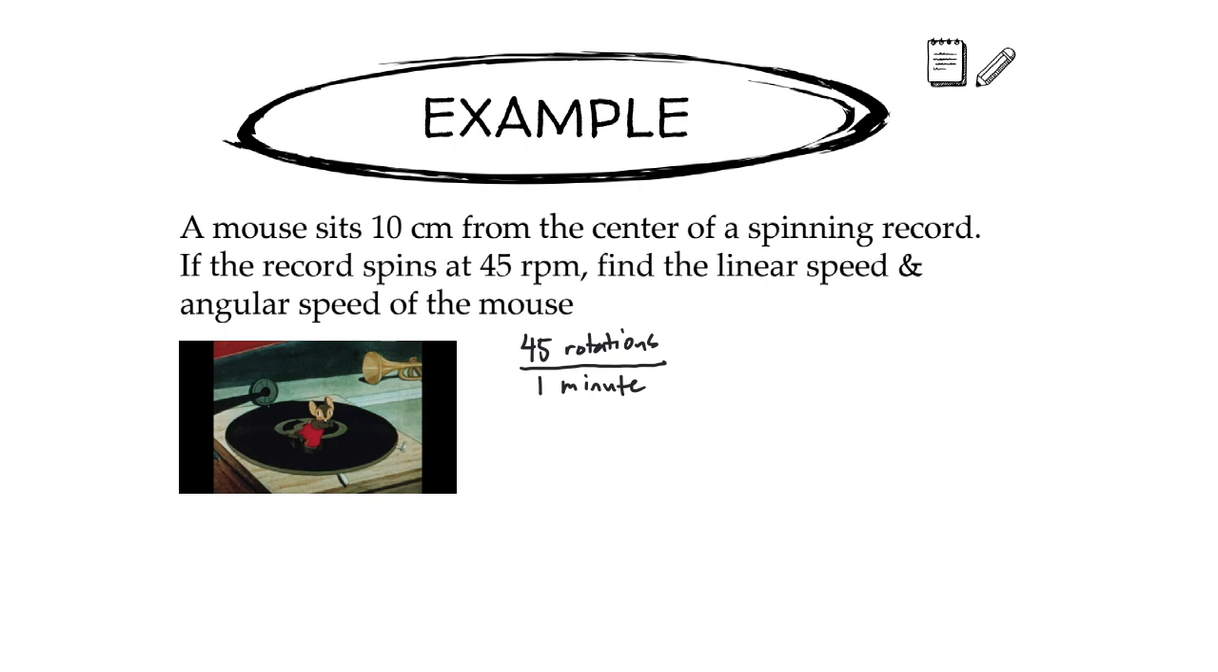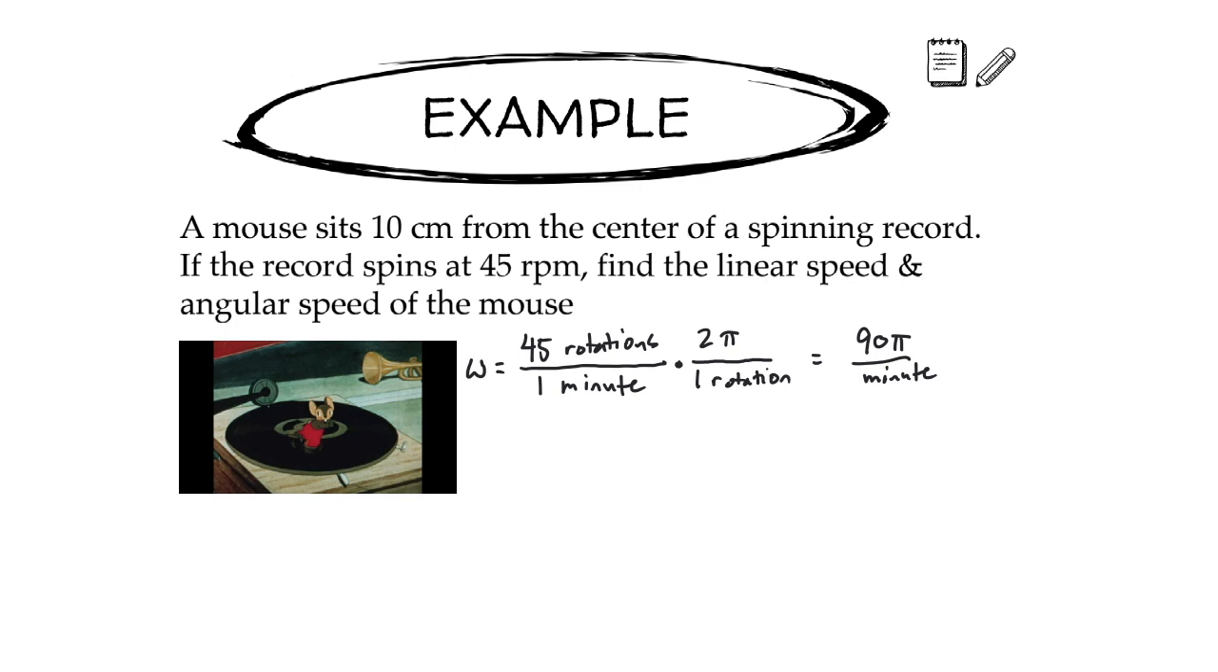It sounds kind of dizzying. And of course, we know that there are 2 pi radians in every 1 rotation, right? And this gives us 90 pi radians per minute. What we just calculated there, just by recognizing that there's 2 pi radians in every 1 rotation, is omega, the angular speed. It means in every minute, 90 pi radians are swept out, right?